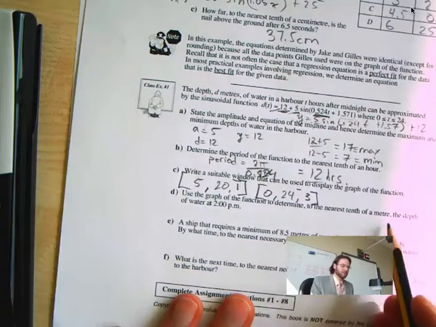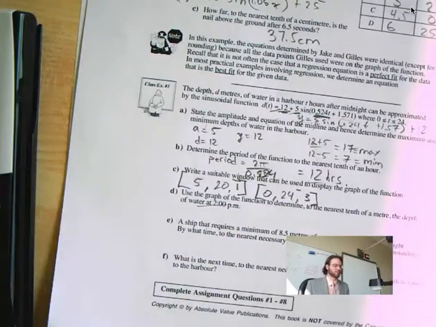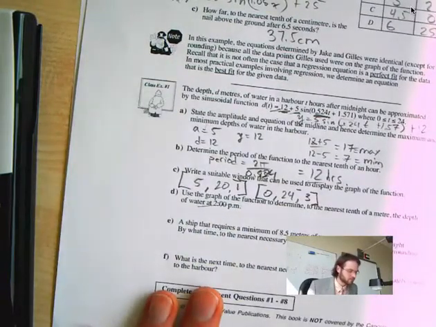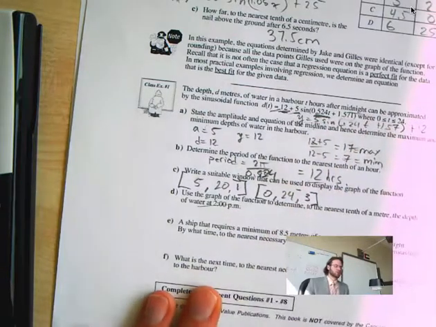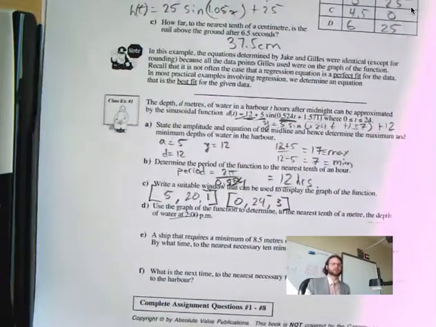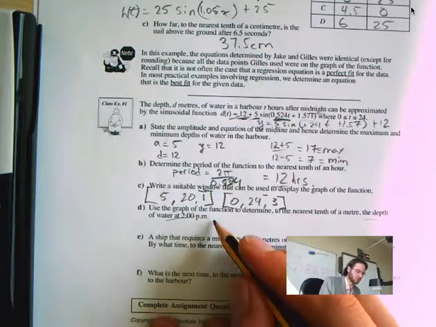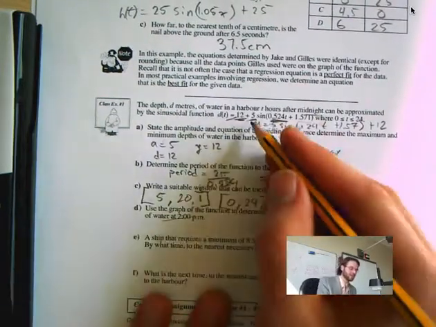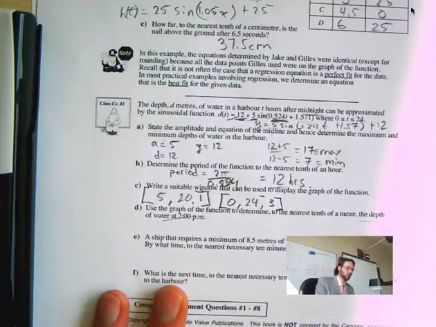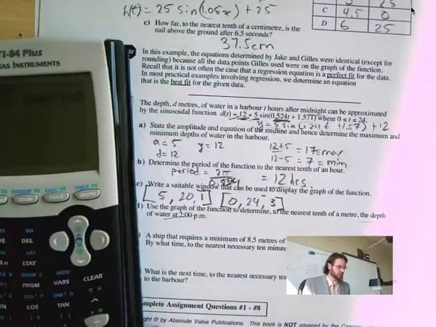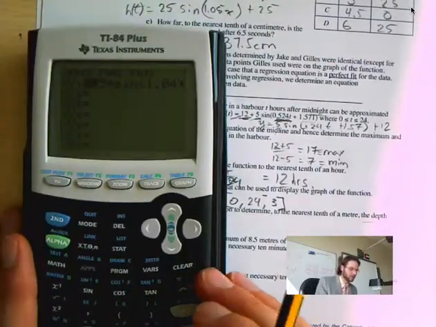Okay? Next part says, use the graph to determine the function and, to the nearest tenth, the depth of the water at 2 p.m. So at 2 p.m. Okay, so this is midnight. 2 p.m. is how far away from midnight? Well, it's 12 hours, and then another 2, 14 hours. So 14 is my t. So I'm going to trace at 14. So let's graph this here.